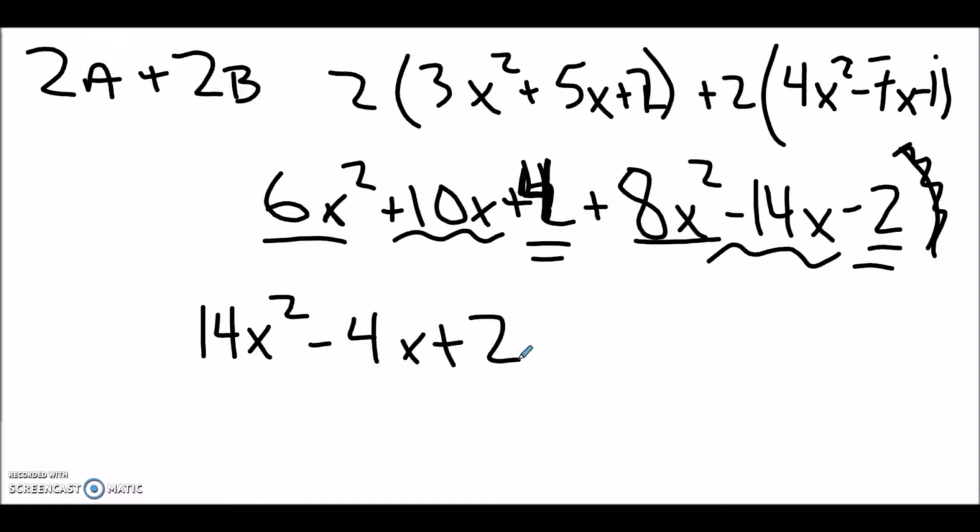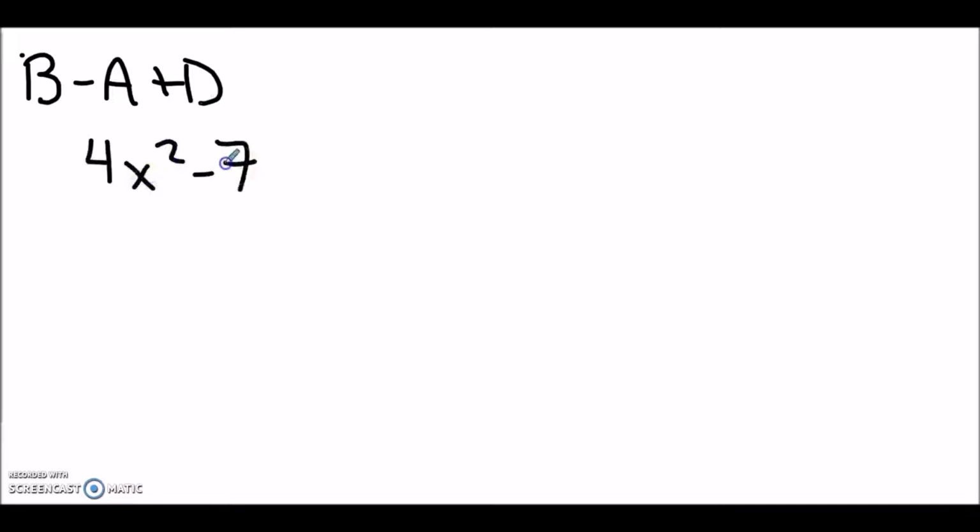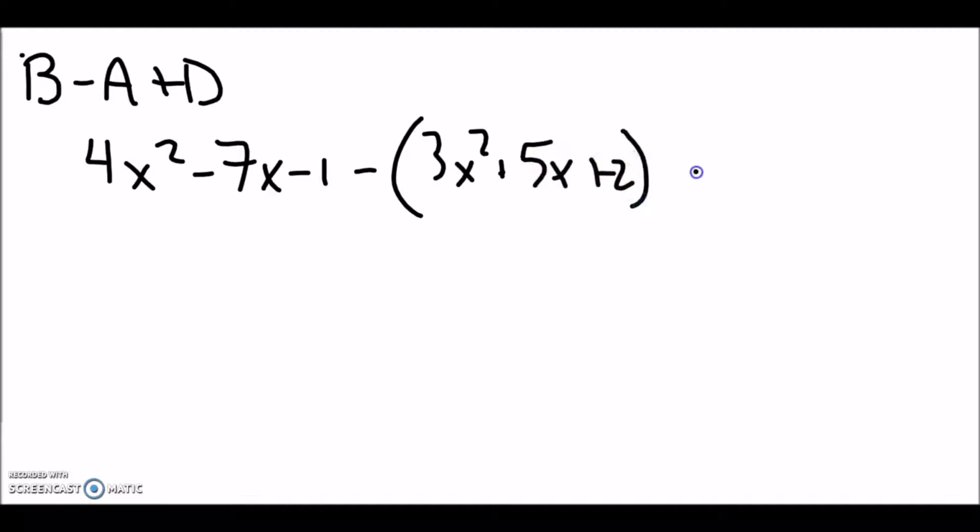One more. Let's see if we can get it done in a minute and a half. That's what I have left for our recording. We're going to try b minus a plus d. All right, let's go b, 4x squared minus 7x minus 1 minus a, let's keep that in parentheses, 3x squared plus 5x plus 2, and then add d. And since it's adding, it doesn't need parentheses.